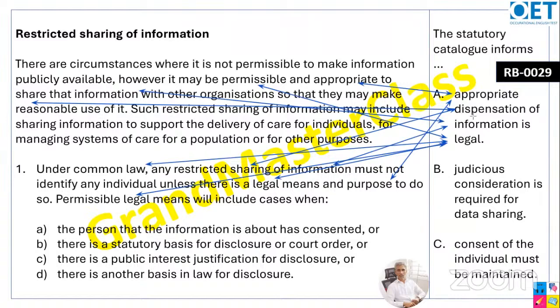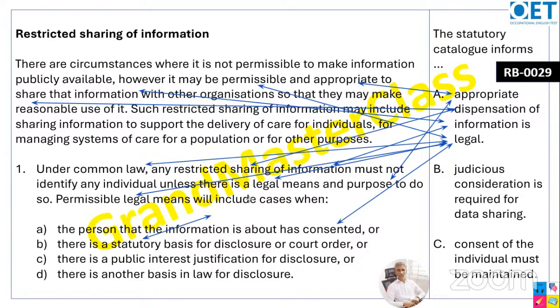So everywhere the point is telling here only. Legal: the person that the information is about has consented. This is one condition. So if the consent is there, it becomes legal. There is a statutory base for disclosure on court order.